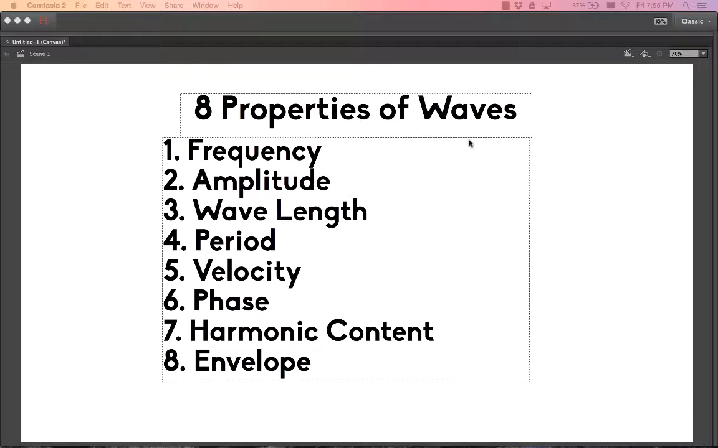All right. You guys ready to talk about properties of waves or what? Because I'm ready to talk about it. This is going to be so awesome. Properties of waves. Okay, this is it.